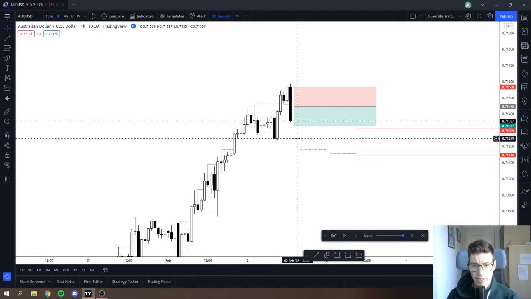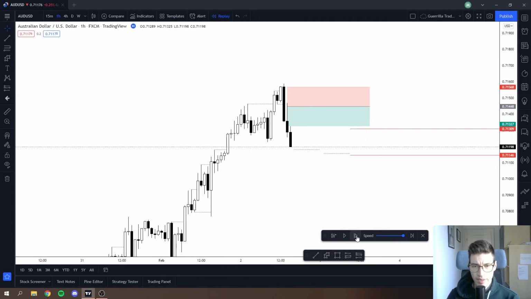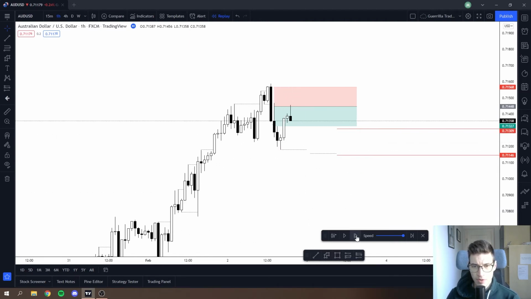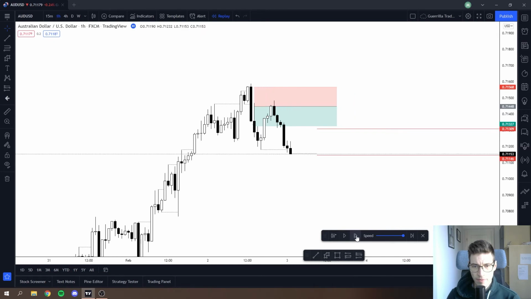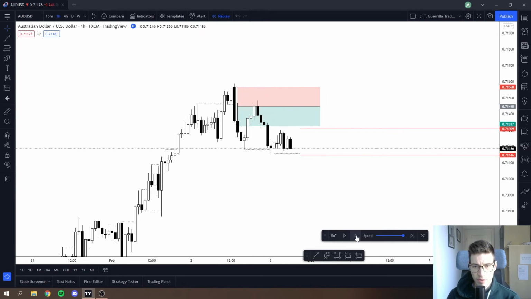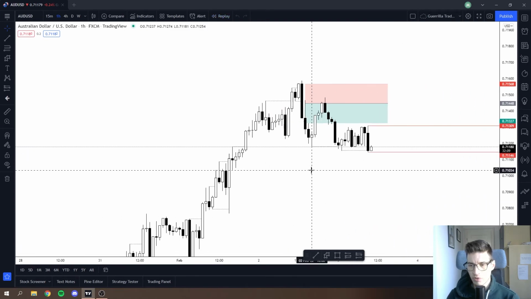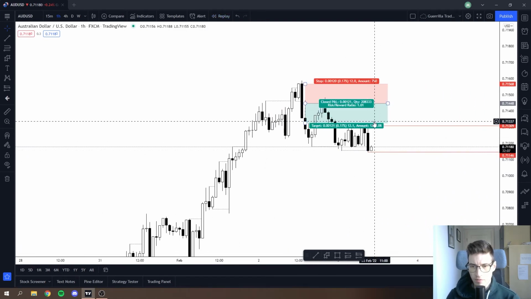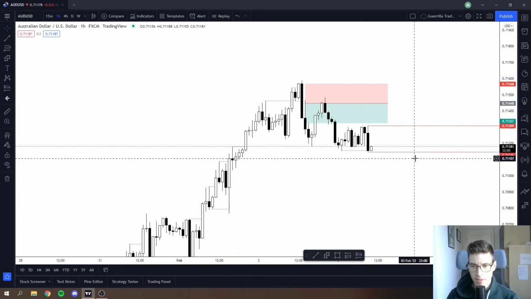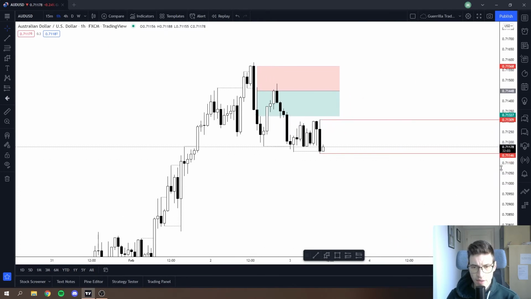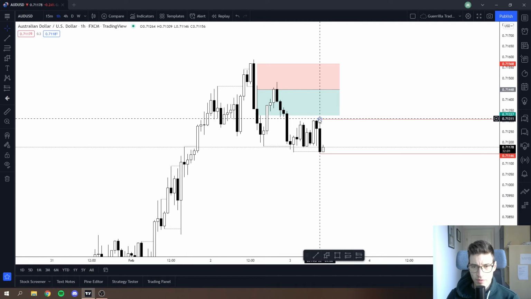This is very textbook. What we then got was that we got tagged in, got some continuation, then we broke the low, got a pullback, and now we broke the low again. So I managed to reduce my risk at this point. Now my stop loss is at the most recent high, which is right here, 2 pips above, because I always place it 2 pips above or 2 pips below.